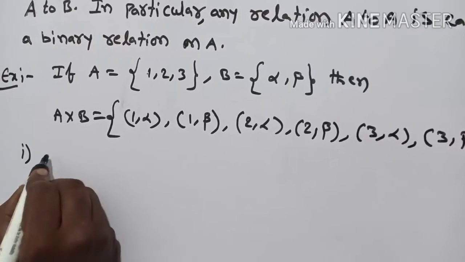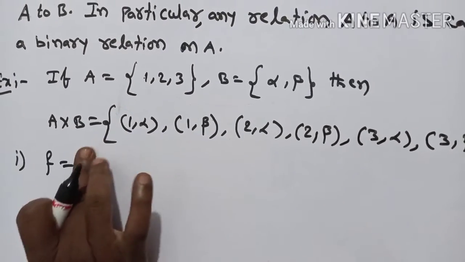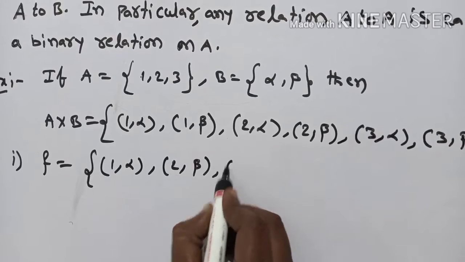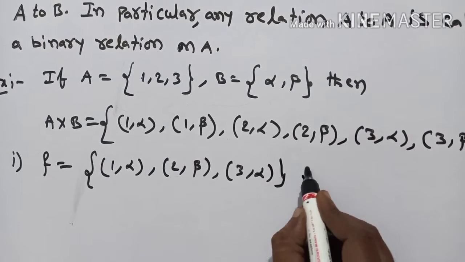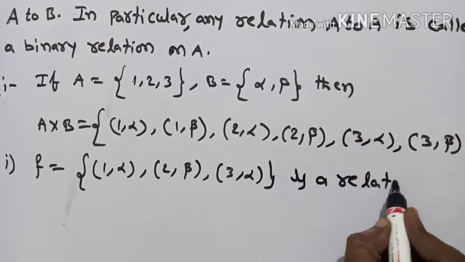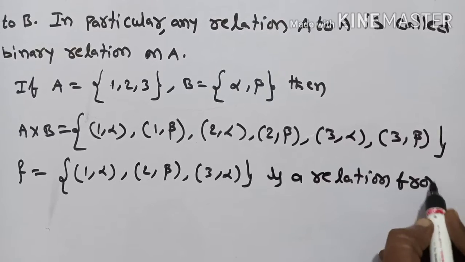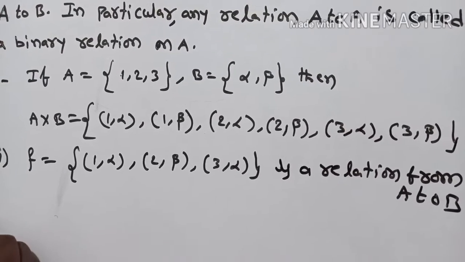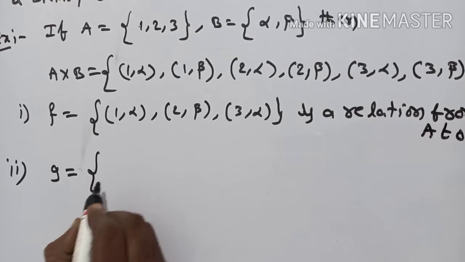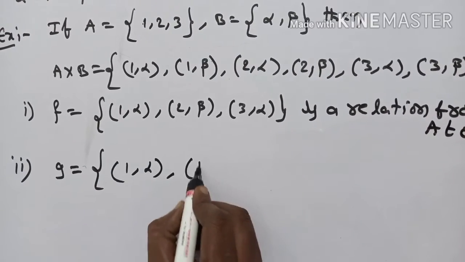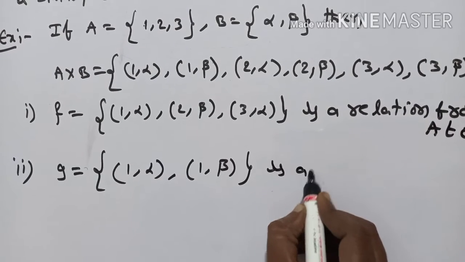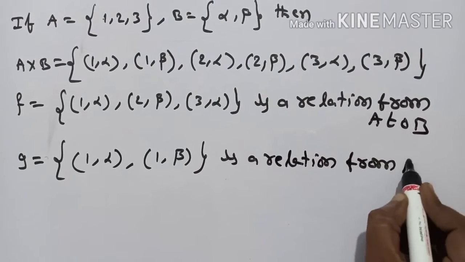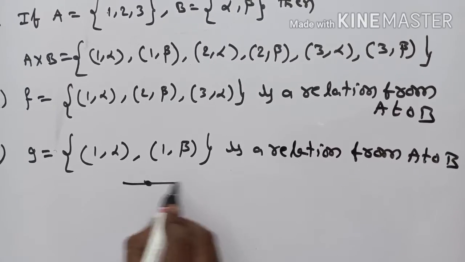Now, first one: F is equal to {(1, alpha), (2, beta), (3, alpha)} is a relation from A to B. F is a subset of A cross B. Now the second one: G is equal to {(1, alpha), (1, beta)} is also a relation from A to B. Okay, that's enough.